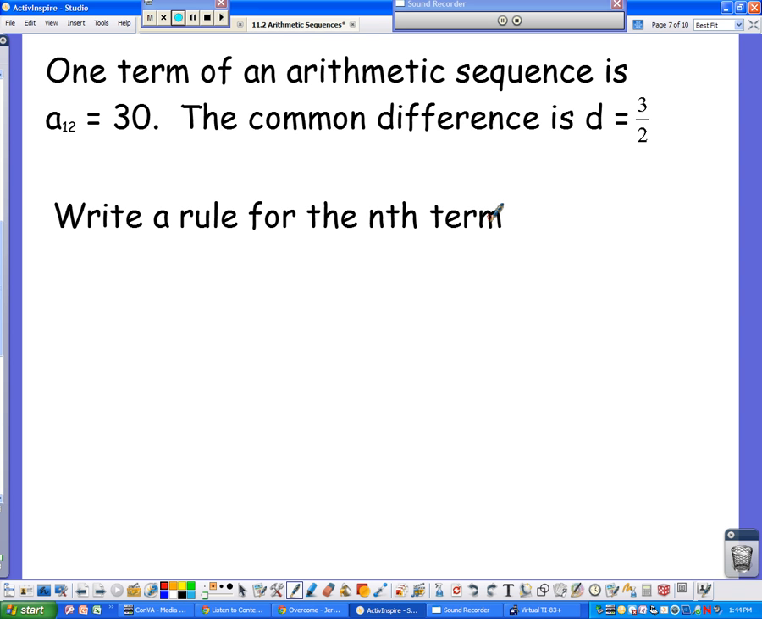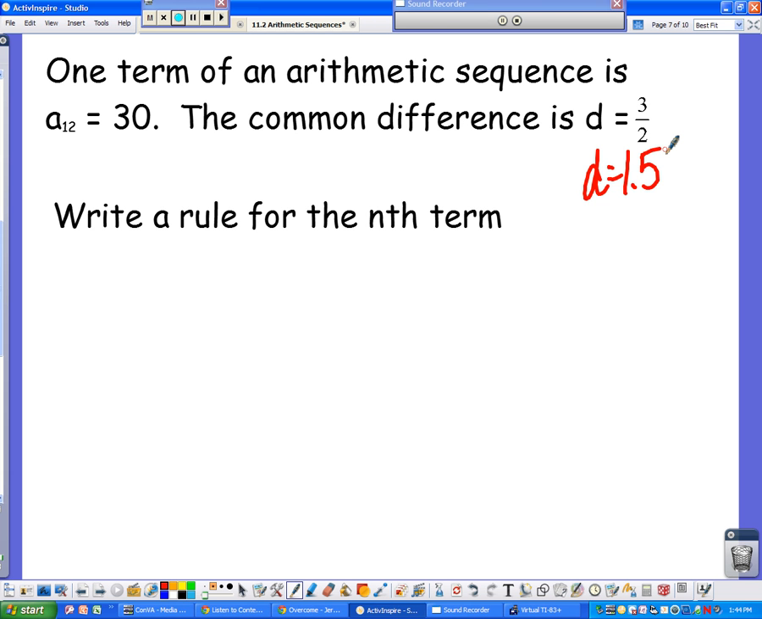Now here is one suggestion that I would make. You can use 3 over 2. And I would suggest that if the common difference is a fraction that doesn't reduce to a decimal, but 3 over 2, we can simply write that as 1.5. And 1.5 is going to be a whole lot easier to work with than 3 over 2.